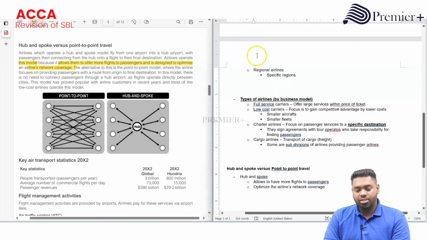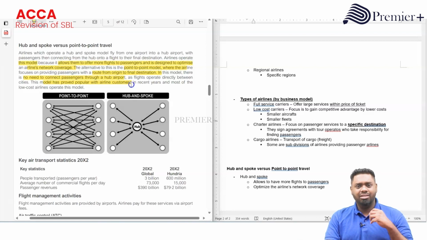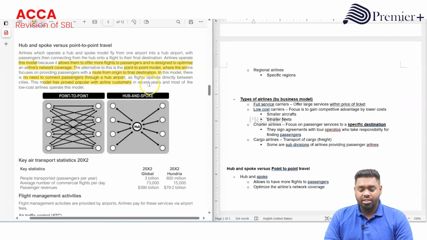The alternative to this is the point-to-point model, where the airline focuses on providing passengers with a route from origin to final destination. In this model, there is no need to connect passengers through a hub airport, as flights operate directly between cities. This model has proved popular with airline customers. Makes sense, right? You are traveling from one country to another, or even within the country from one destination to another. It would be more convenient if you can take one single flight that directly takes you to the destination, saves effort, saves time. In recent years, most of the low-cost airlines operate this model.